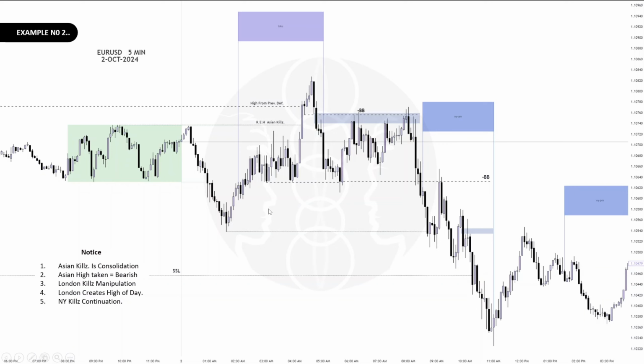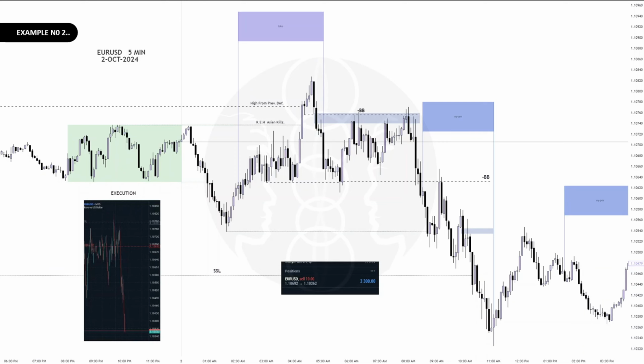You need to focus that the Asian range is consolidation in this case, and we are taking the high of the Asian range inside the London Killzone. And whenever we take the high of the Asian session in the London Killzone, it is a good confirmation that we are going bearish in the New York and London Killzone. And then you can see that London creates the high and New York is a classic continuation.